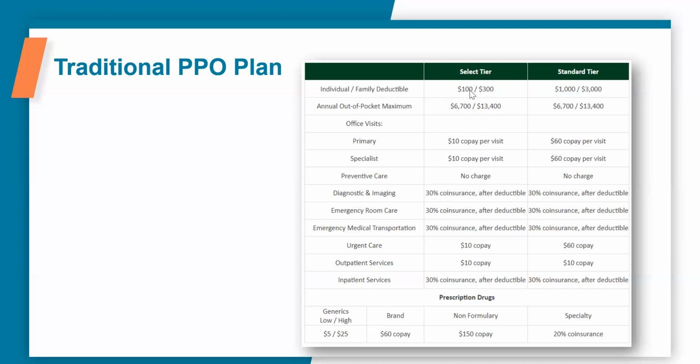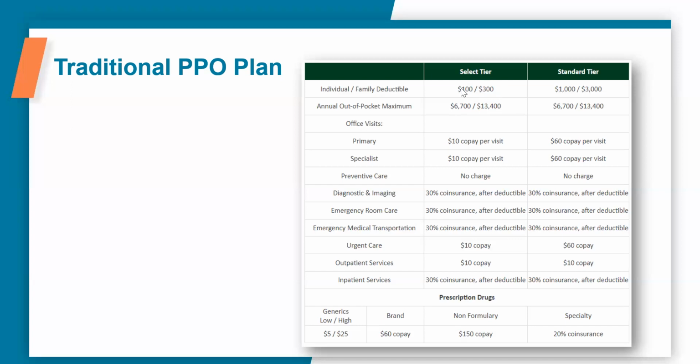The differences in these numbers, this is for if you are the only person covered on your plan. The second number here is if you have a spouse or any children enrolled on your plan. So regardless if you have just your spouse or your spouse and your children or just children, you would pay this $300 deductible. If it's just you on the plan, it's a $100 deductible.